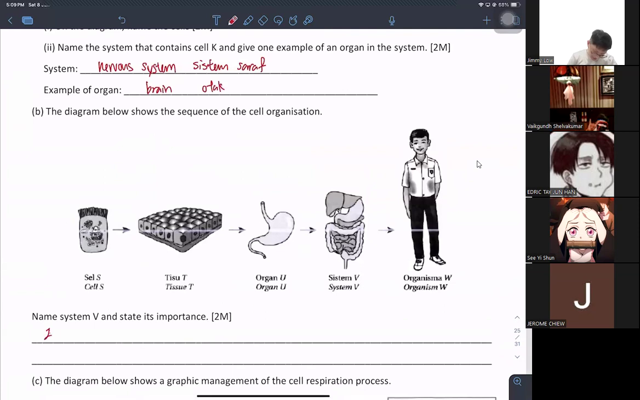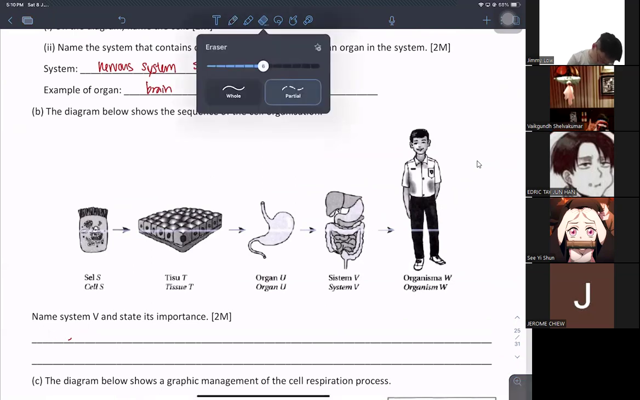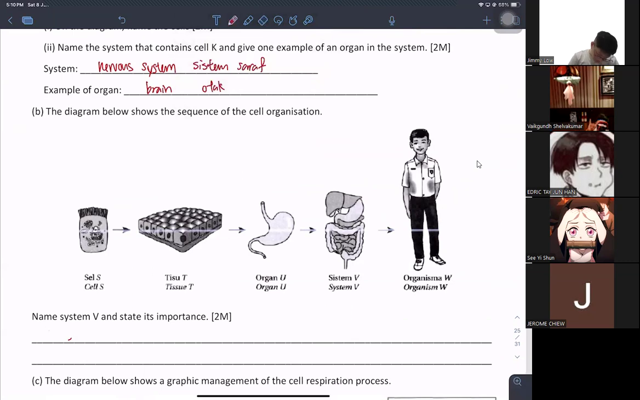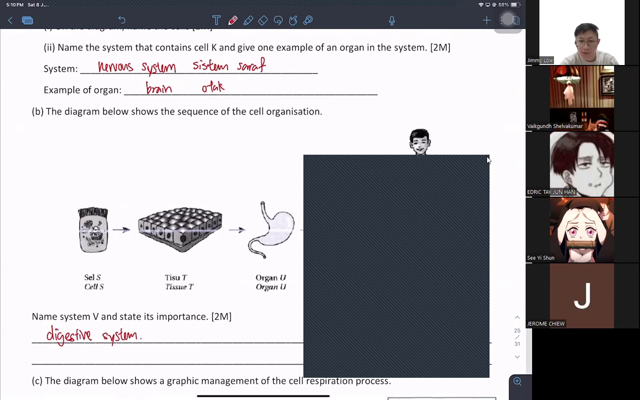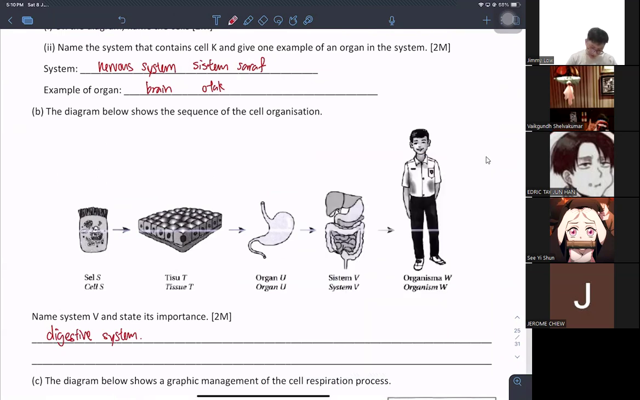Okay, so system V, what is it? It is your digestive system. Okay, what is the importance here? You don't play around with your words: it can help us to digest food. I mean, that can be accepted lah.